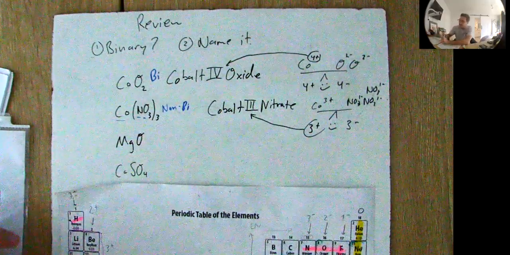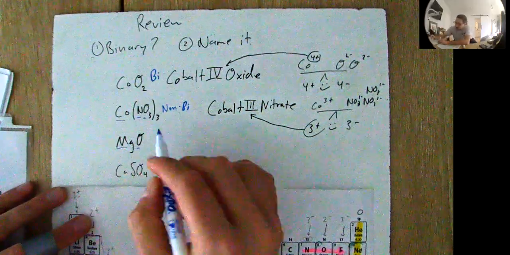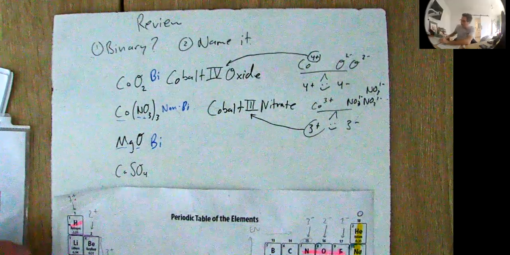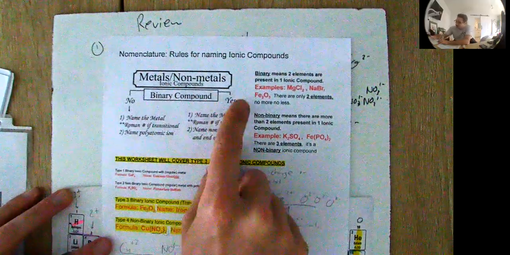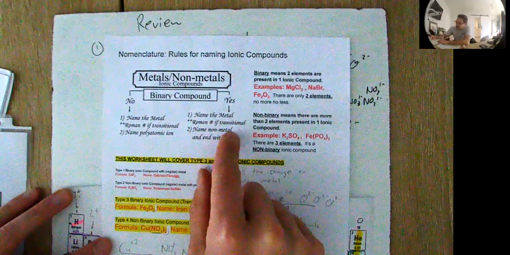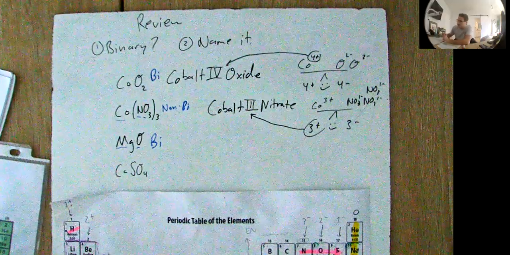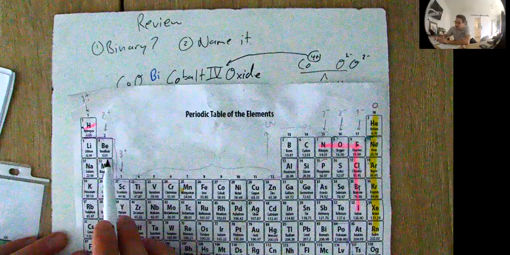Next example. Looks like we have one element and two elements. That means that this is a binary compound. Let's follow the rules for binary. It says to name the metal, give a Roman numeral if it's transitional, and then name the nonmetal ending with ide. Okay, so we have Mg for magnesium that's located right here on the periodic table.